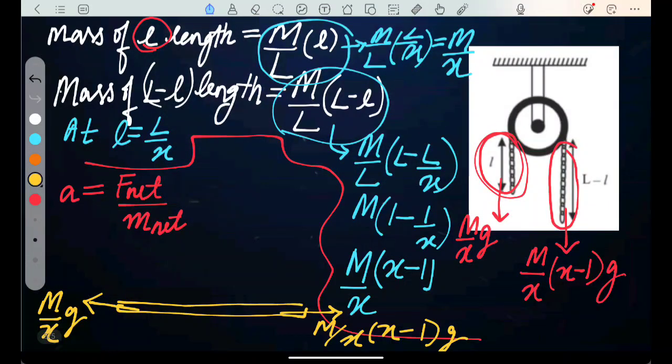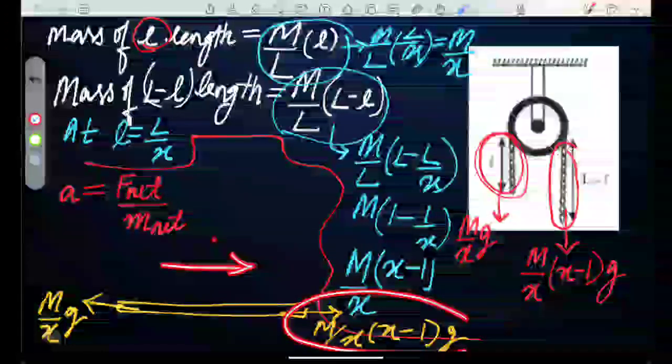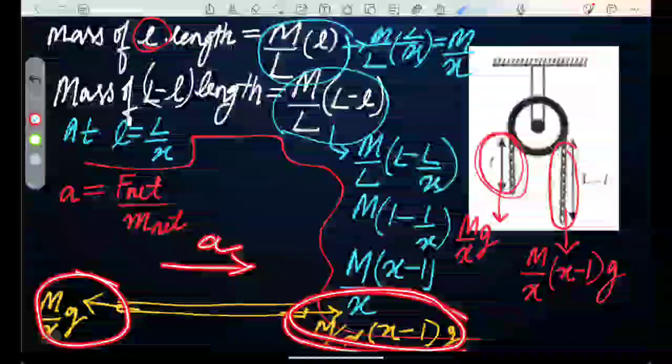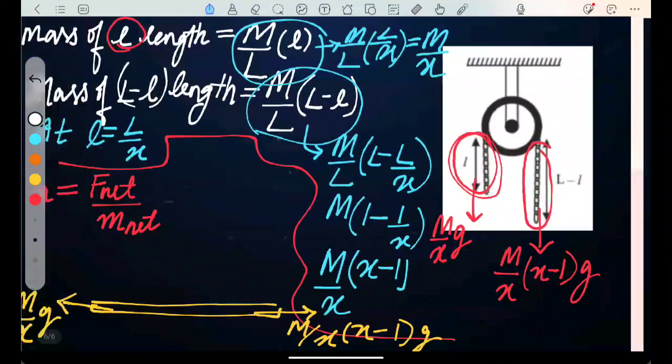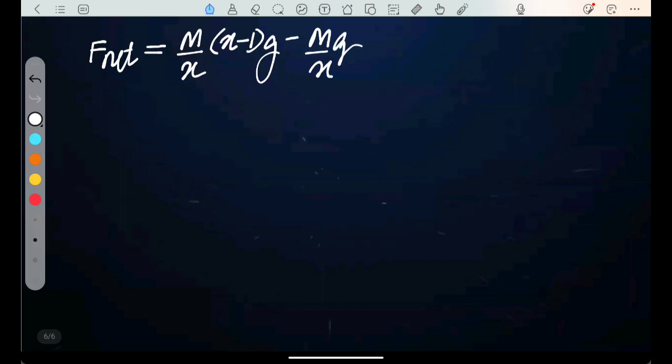I'm writing on the other page. So f net is going to be this mass, since the acceleration is in this direction. So this mass minus this mass is going to be f net. What is the mass of the L minus l portion? That is m by L times (L minus l) times g minus m by L times l times g. This is f net, and this must be equal to the total mass m net into acceleration. So acceleration we have to find.